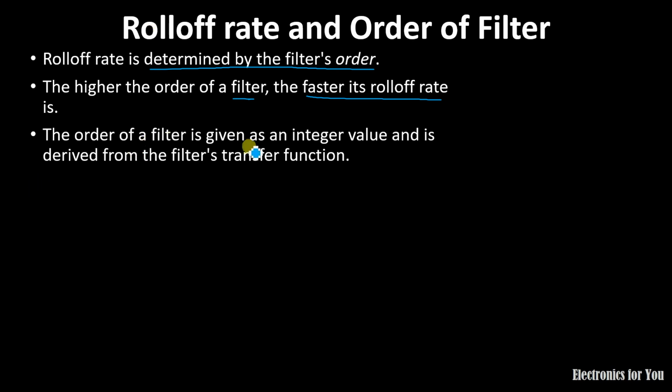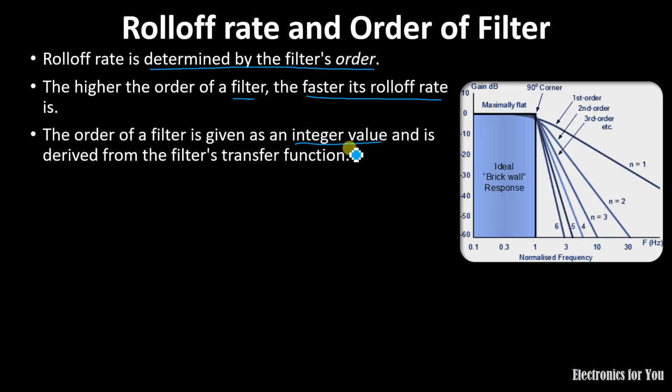Then the order of the filter is given by an integer value. As we know that the number of components is always an integer, so the order of the filter is always an integer value. Now let us consider this example. This is again a low pass filter, and if this is the response of any filter, then for first order the roll off rate will look like this.